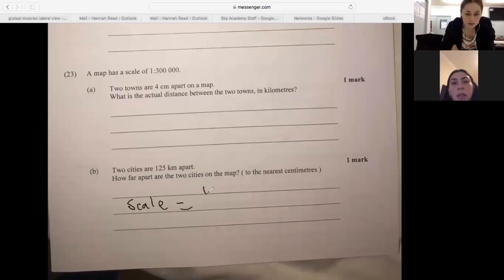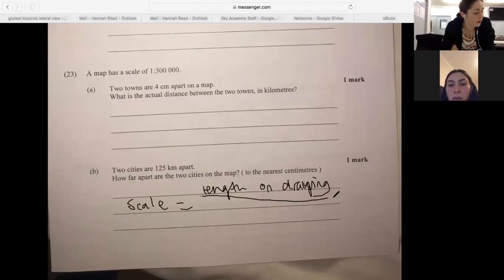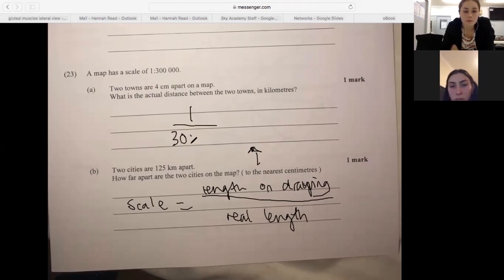Scale equals length on drawing over real length. Okay, two cities are 125 kilometers apart. I'm just going to do it up here so I can see. How far apart are the cities on the map? Okay, so I know my scale is this much, and I need to figure out the length on the drawing. And I know they have a real length of 125.